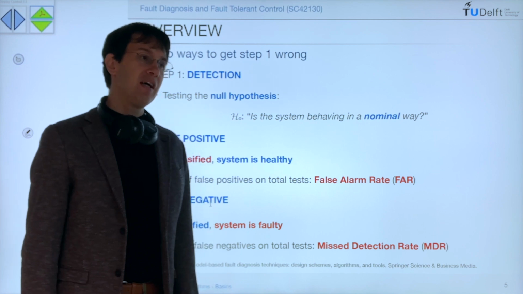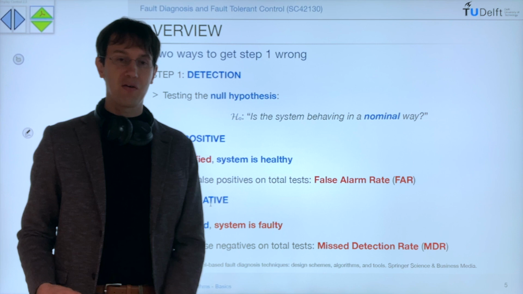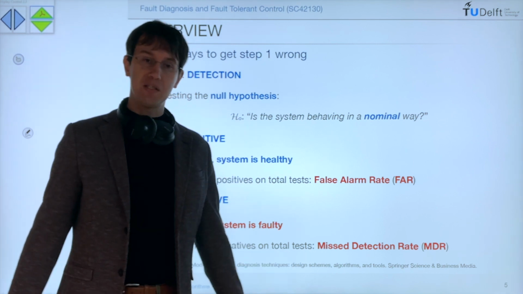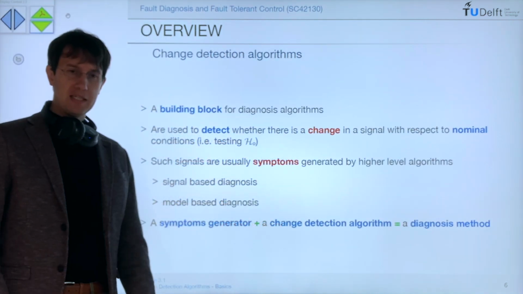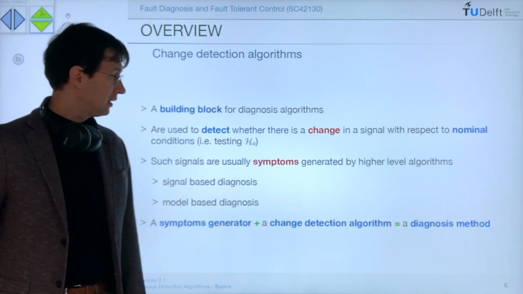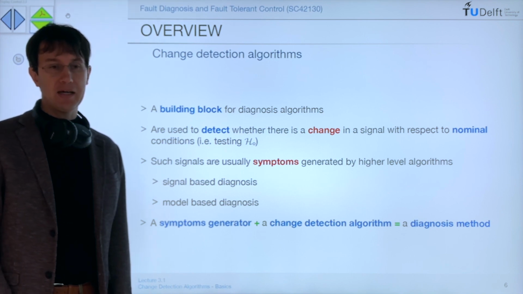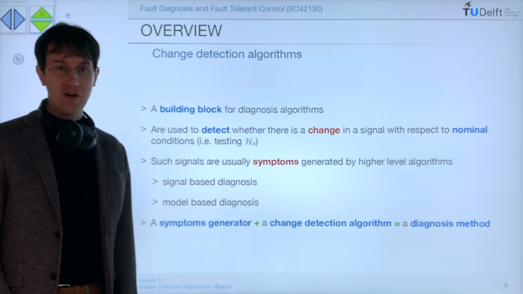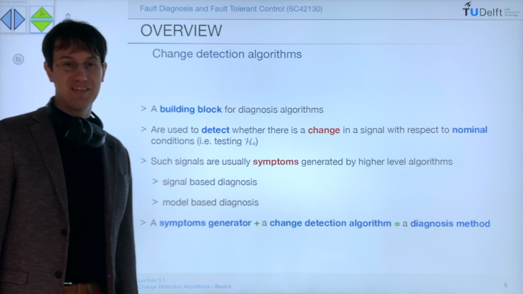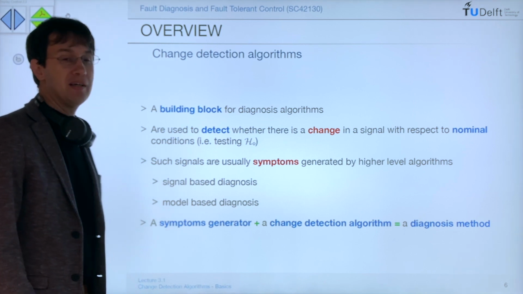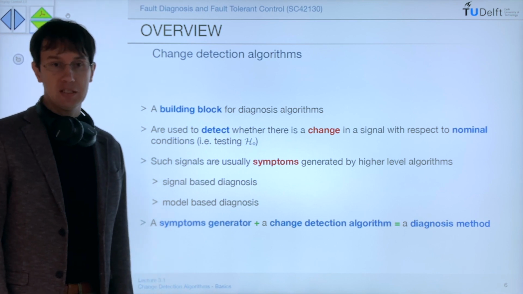It is like having a short tablecloth. If you pull it to one side, then you are uncovering the other side of the table. There is no way to have both optimal. Now that we have provided some context, we can finally present the change detection algorithms. They are building blocks for evaluating symptoms, and they are used, as you can figure out from the name, to detect whether there is a change. A change in what? A change in the symptom.